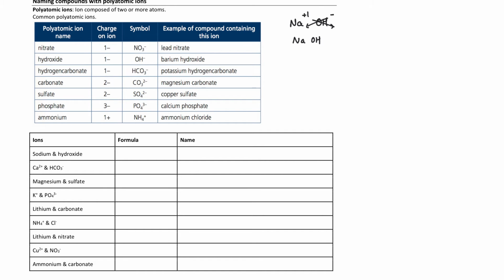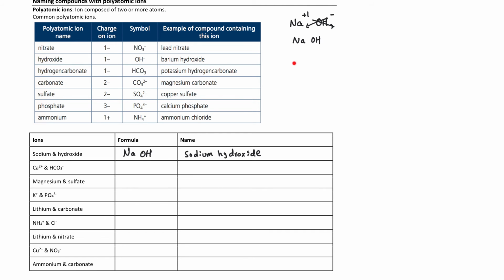Now, if the subscript for both of them is 1, you can just leave this as the formula. So I'm just going to write it as NaOH. And the name for this is going to be sodium hydroxide. The first one, this is the cation, it's just sodium here, just like we named it before. And the second one is just the name of the polyatomic ion here, which is hydroxide. Let's look at the next one.